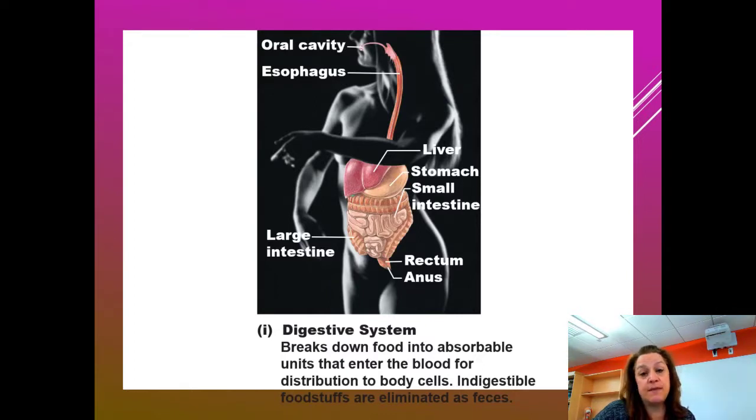Our digestive system, one long tube starting in the oral cavity down the esophagus to the stomach, small intestine, large intestine, rectum, and anus, one continuous tube. You'll notice here we also have the liver. The liver is not part of the tube, but it's going to secrete bile into the digestive system, along with the gallbladder and pancreas to make up our digestive system, breaking down our food into small absorbable units.